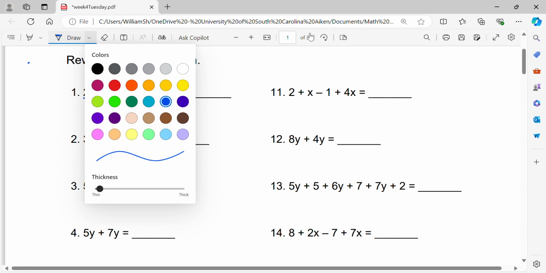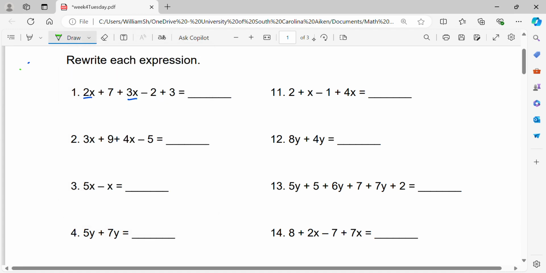And then all I'm left with are constants. 7's a constant, negative 2's a constant, and 3's a constant. So I can combine the 2x and the 3x, and then I can also combine separately the 7, the negative 2, and the 3. So let's give this a shot.